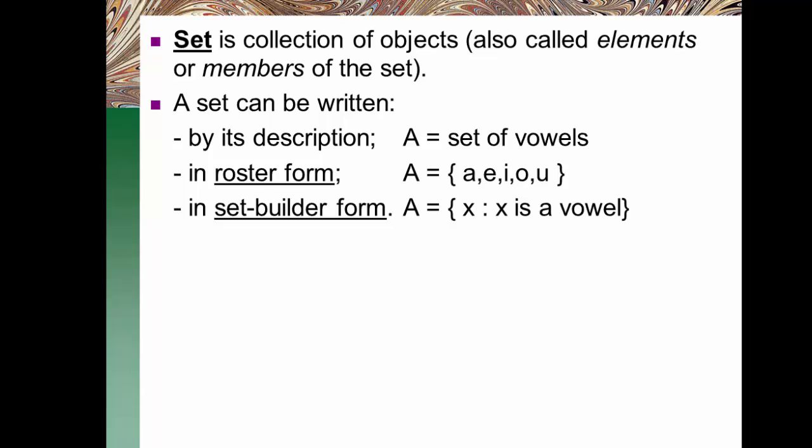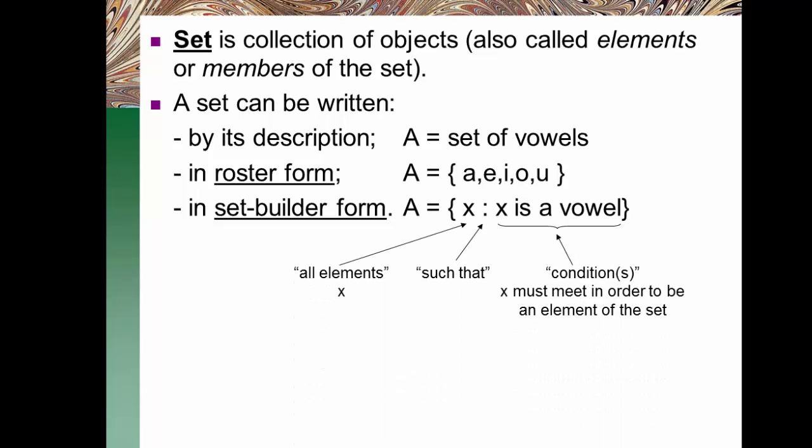A set can be written by its description. For example, here, A is a set of vowels. In roster form, the set of vowels becomes simply A, E, I, O, U between brackets. Or we can write the set in set builder form. The set of vowels, or the set A, is any element, here represented by x, where this element is a vowel. Now x here means all elements, the colon here represents "such that", and then the description of what that element must be.